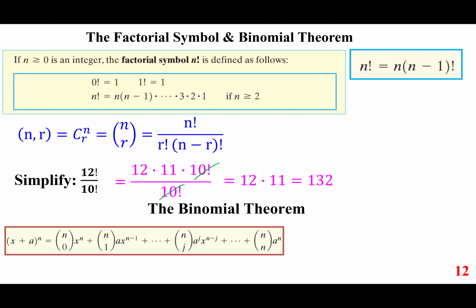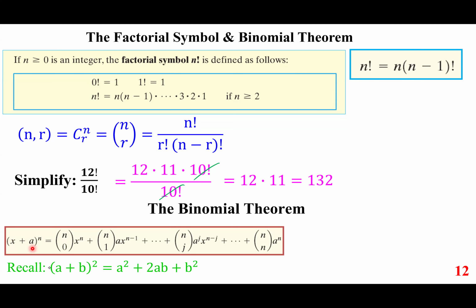The binomial theorem, we have already discussed that. If you recall, (x + y) or (x + a) to the power of 2, to the power of 3, and so forth, those are binomials. It uses a combination. The first term is C(n,0) x^n. The next one is C(n,1) a^1 x^(n-1), and so forth.